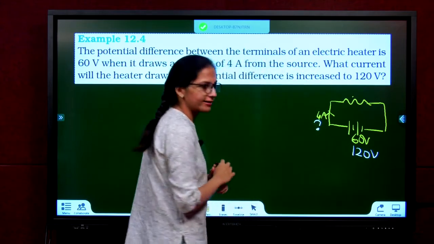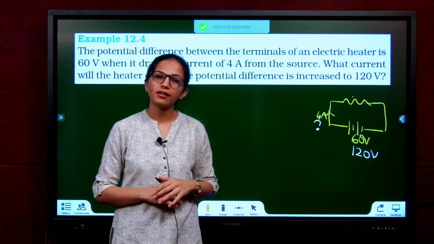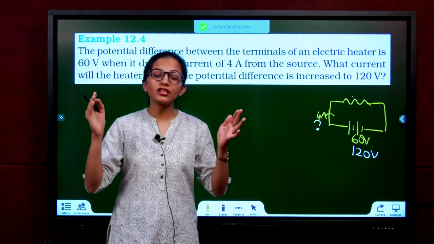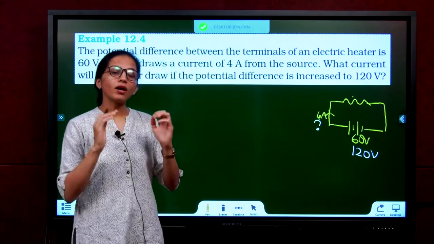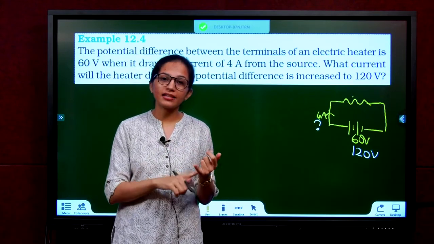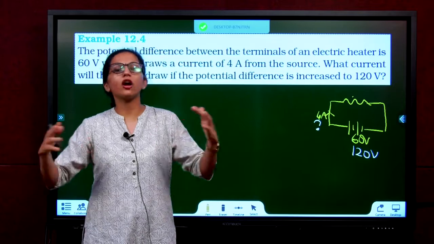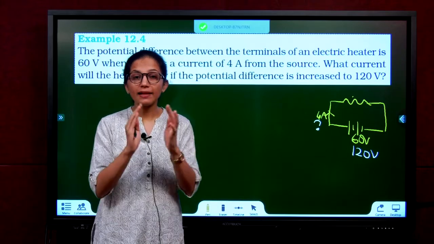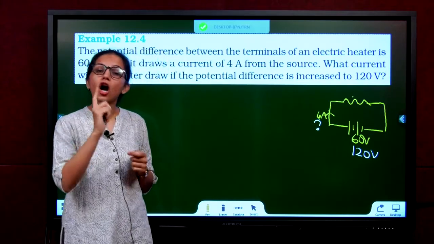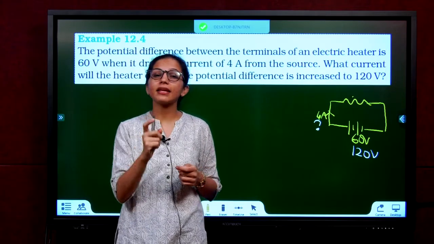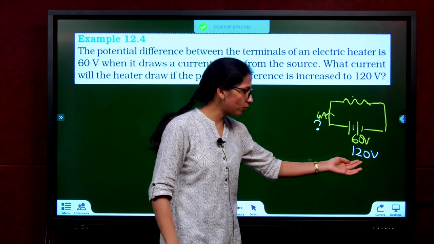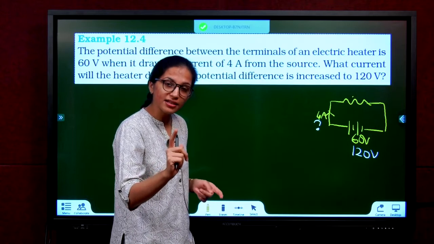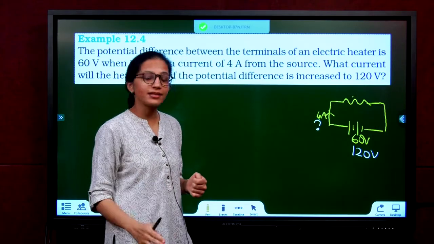What is the new current they are asking? Did I change my heater? No. So please make a note, if you do not change the device you are using, what is resistance dependent on? Length, area, resistivity, temperature. So I did not change the length, I did not change the area, I didn't change the material, I didn't change the temperature of the room. Conclusion, I am not changing my device. If you are not changing your device, resistance remains same. Even though I am changing my voltage, did I change my heater? No. So in case 1 also it will have the same resistance, in case 2 also it will have the same resistance.